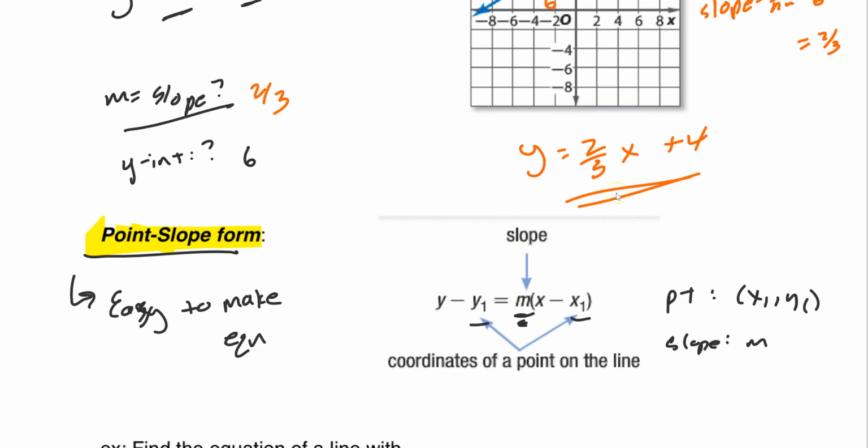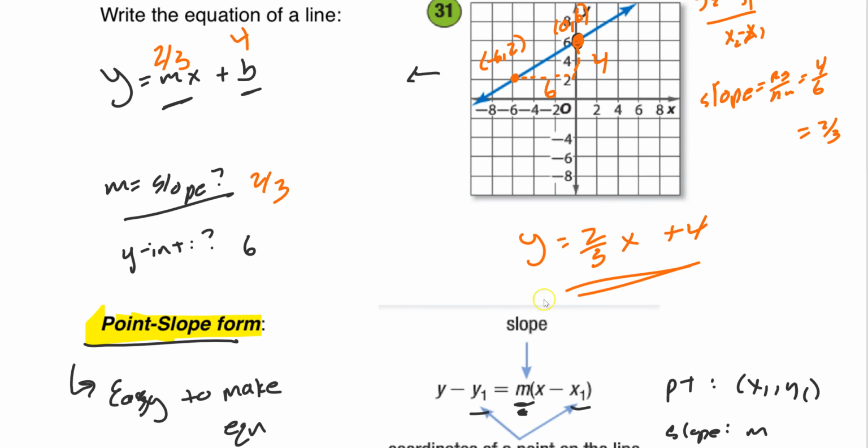Just to show you, let's go back up here real quick. Right, if I want to fill out this equation, let me do it over here. Right, all I need is a point. We have a point right here, 0, 6, so plug in 0 for x, and 6 for y. And then you need the slope, which we found is 2/3. So you get y minus 6 equals 2/3 x minus 0.